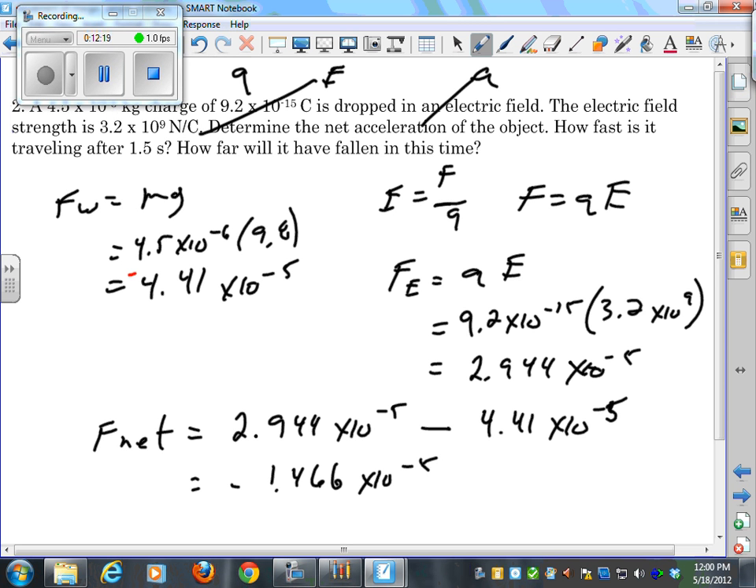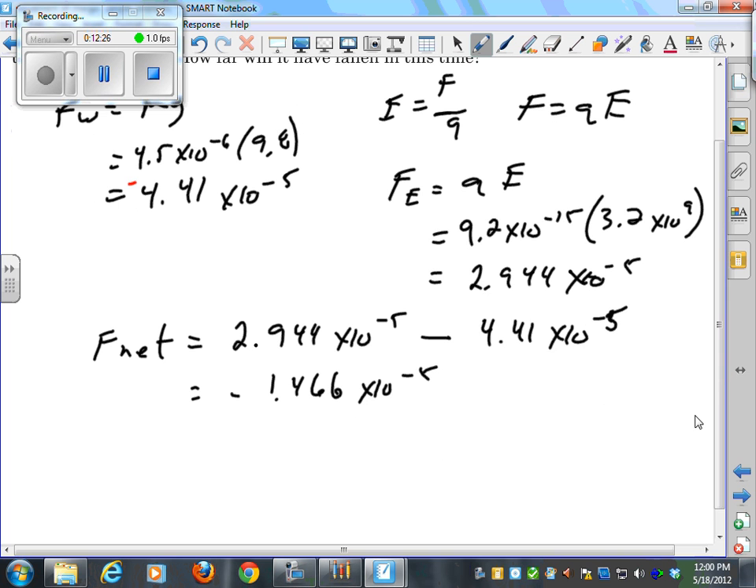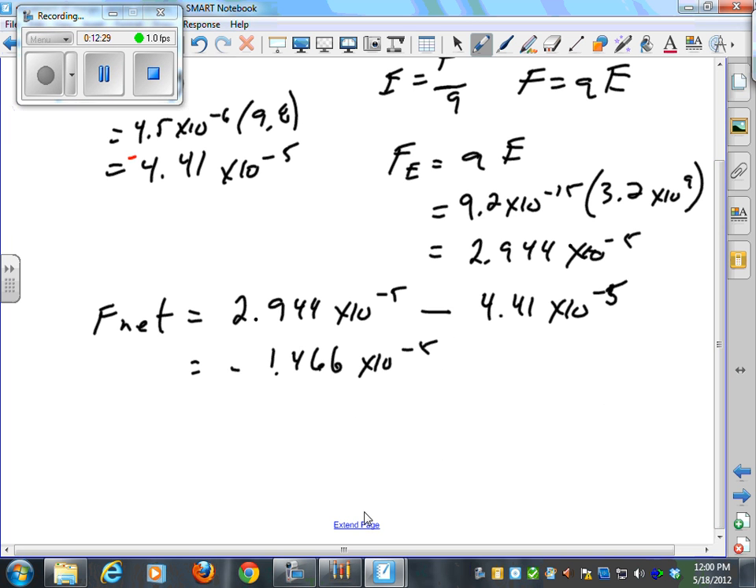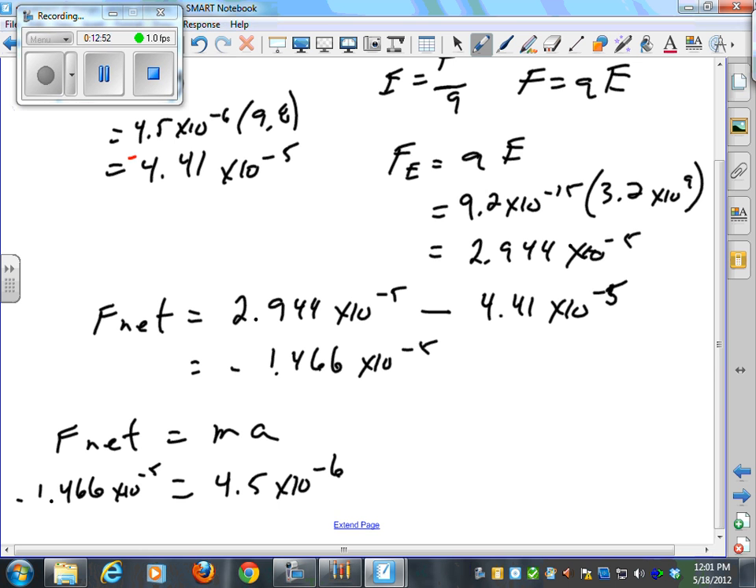Okay, so those are the same three steps that we did before, but now I need to find the acceleration. How am I going to find acceleration? Here's where I'm going to take F net is equal to MA. Now, what do I know? I know my net force here, so minus 1.466 times 10 to the minus 5. The mass was 4.5 times 10 to the minus 6. Really, it's just being careful with scientific notation, isn't it? It's not that hard.